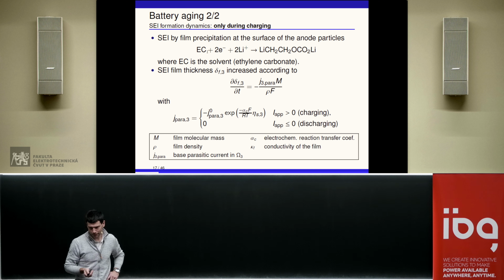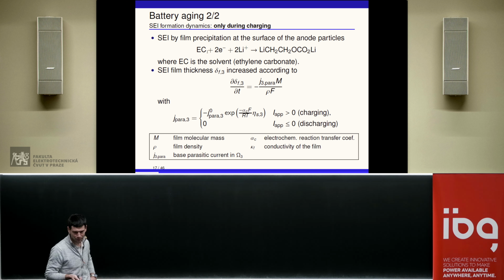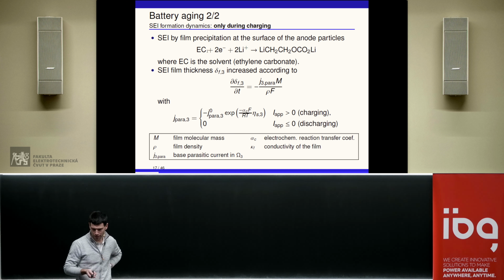This is the schematic of the reaction that takes place. This is the parasitic reaction, and this is the form of the expression that governs the parasitic current, which is only applied during charging. During discharging we have no parasitic reactions, although generally there are some, but they are much more important during the charging phase.